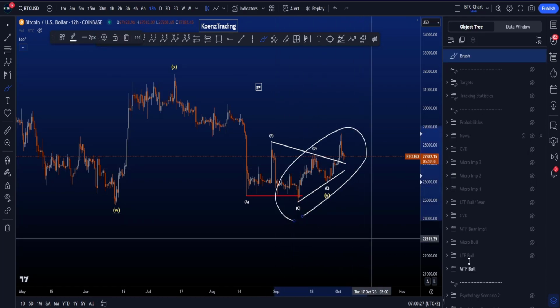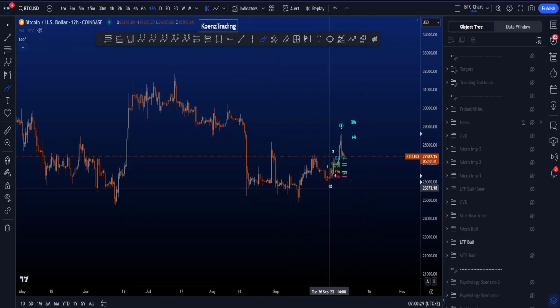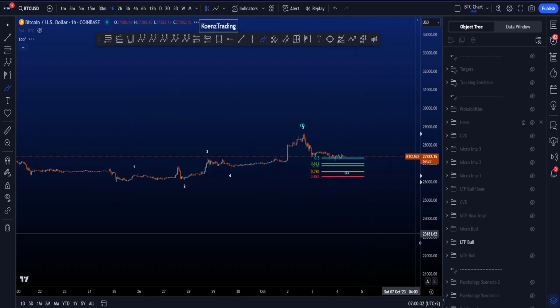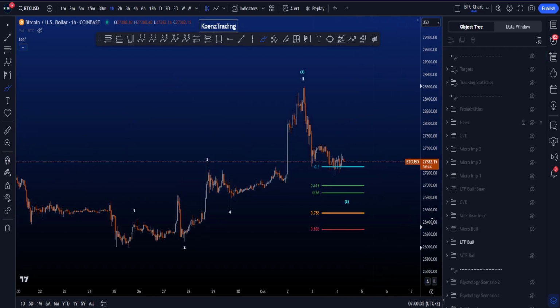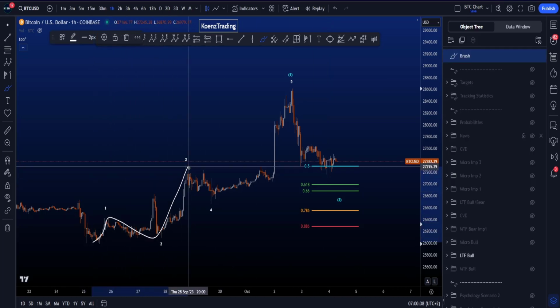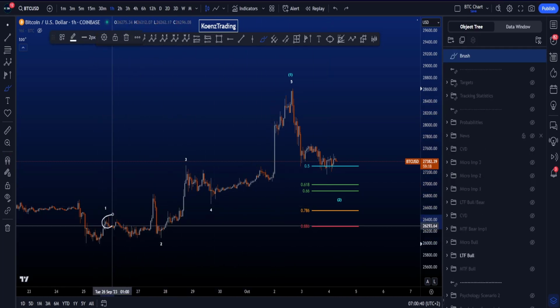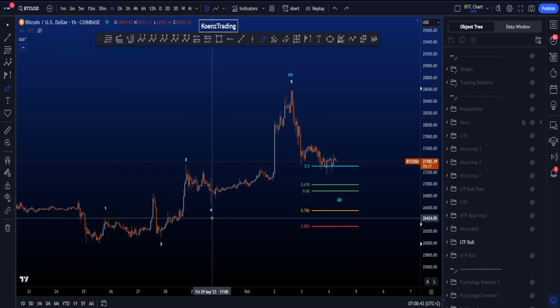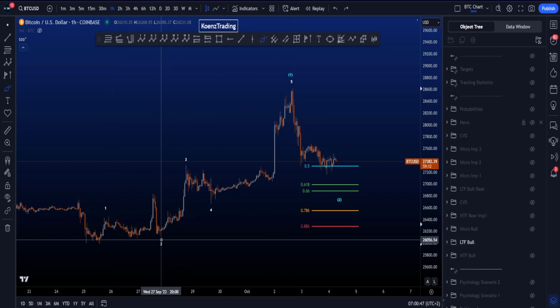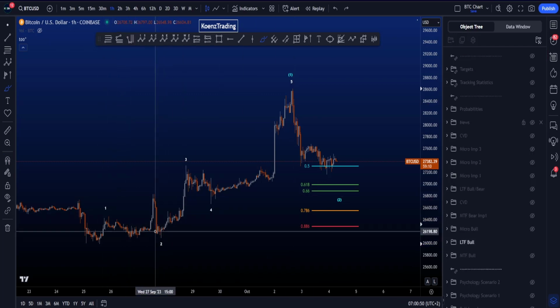If we then zoom in to this structure over here, basically the end of E, looking for impulsive structures towards the upside, right? Because we're looking for continuation to new highs. In this scenario, we're then looking for wave 1, 2, 3, 4, sideways 5. No overlap between 1 and 4, so diagonal is not a must over here.